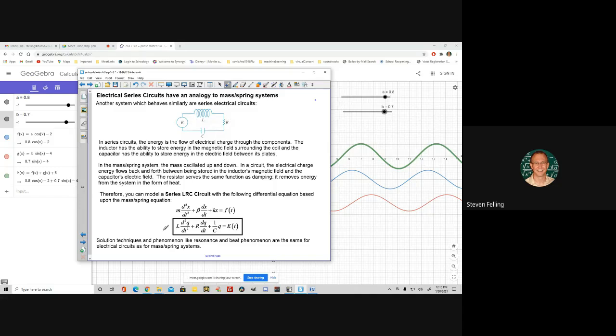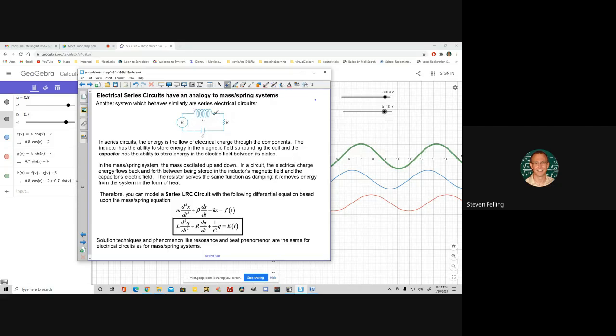Then we can use a second order linear differential equation to model that, where the current or charge flow through here is the independent variable. So in series circuits, right, energy is flowing charge, right? So it's leaving the source here. And if this is moving over time, that means this charge can flow back and forth, the electrons are flowing back and forth through the circuit elements, right?